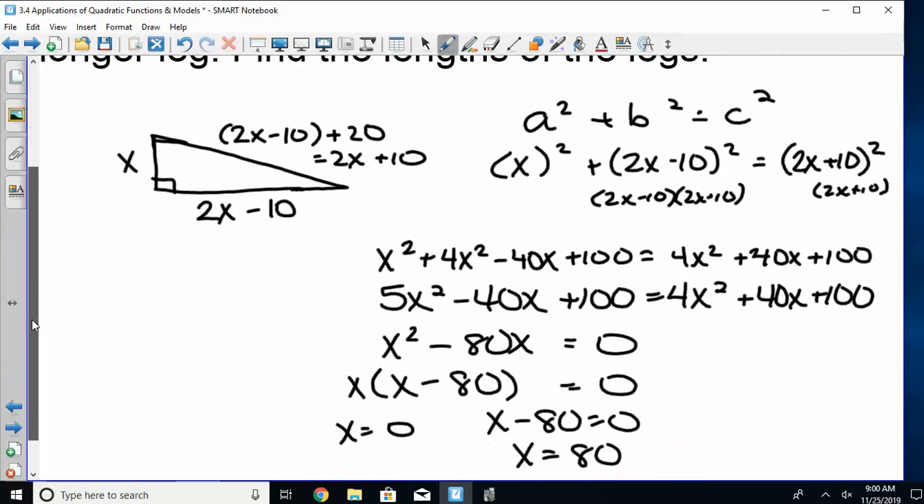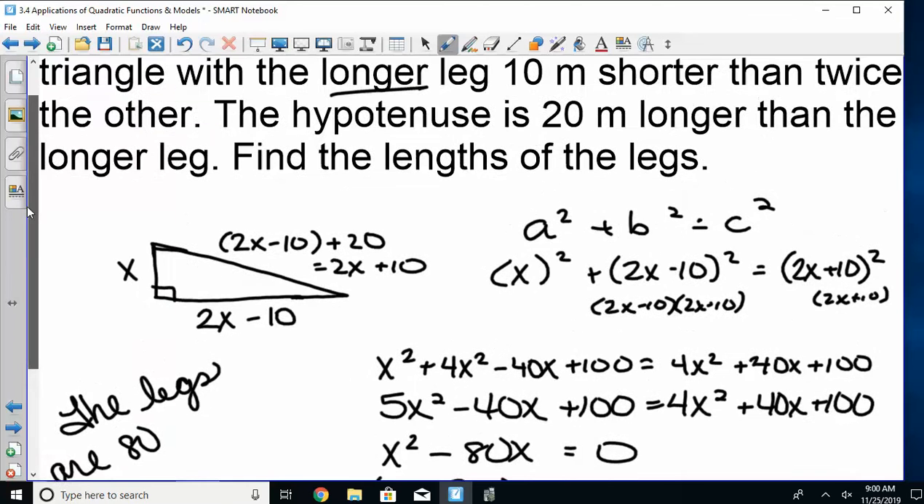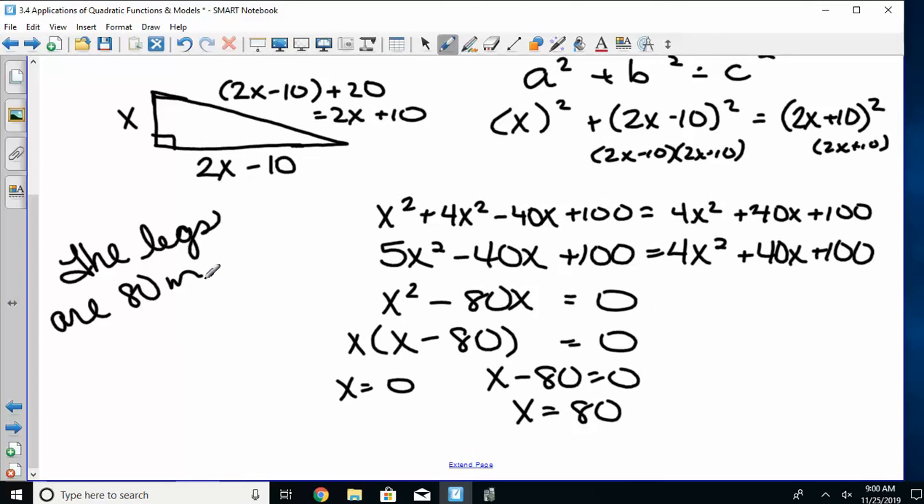How do I want you to answer these? In sentences. The question was for the lengths of the legs. So one of them was x, so that would just be 80. We were in meters. The other one, 2x minus 10, so 2 times 80 minus 10 would be 150 meters. Any questions right there?